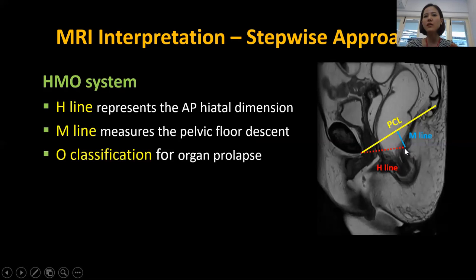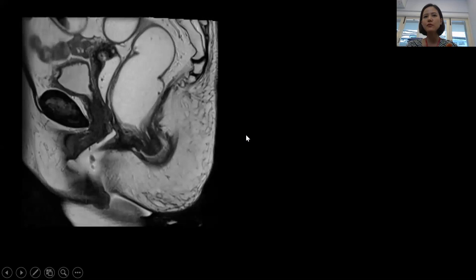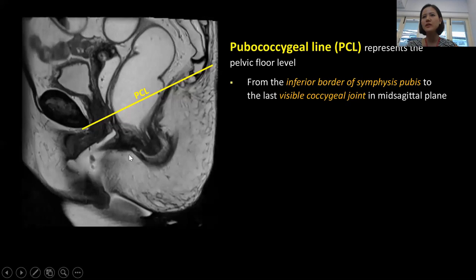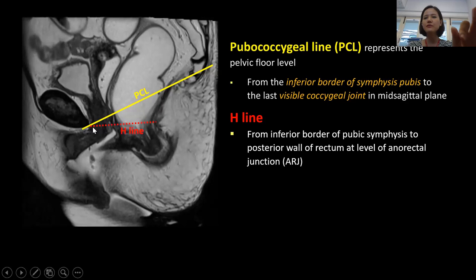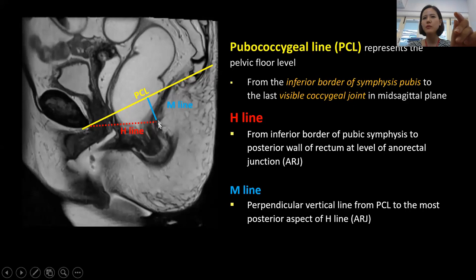So for the analysis, we start from the mid-sagittal image. The first step is to draw the PCL, that is the pubococcygeal line that represents the pelvic floor level. You draw it from the inferior border of the pubic symphysis to the last visible coccygeal joint in the mid-sagittal plane. And then the H line from the inferior border of the pubic symphysis to the posterior wall of the rectum at the level of the anorectal junction. ARJ is defined as focal angulation between the inferior aspect of the levator plate and the superior aspect of the puborectalis muscle. The M line is a perpendicular vertical line from the PCL to the most posterior aspect of the H line, that is the ARJ.